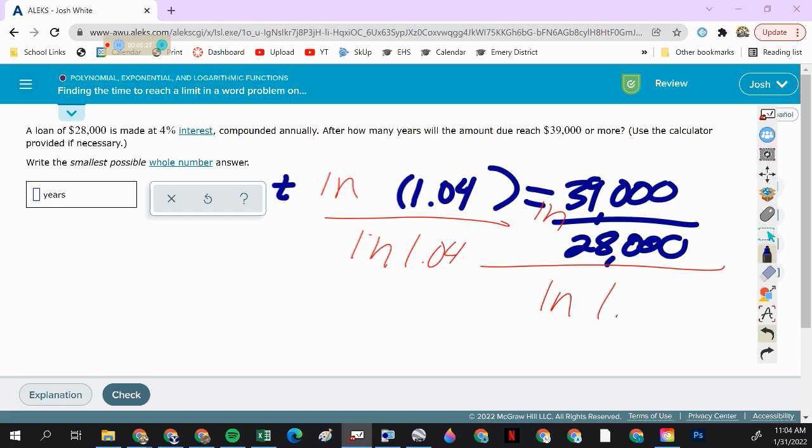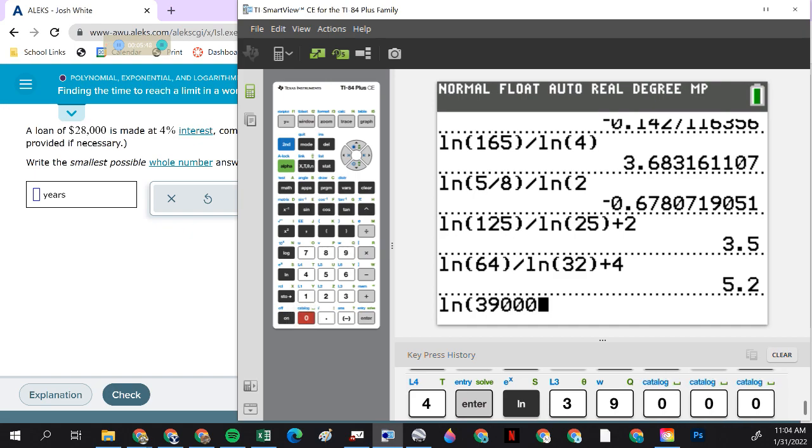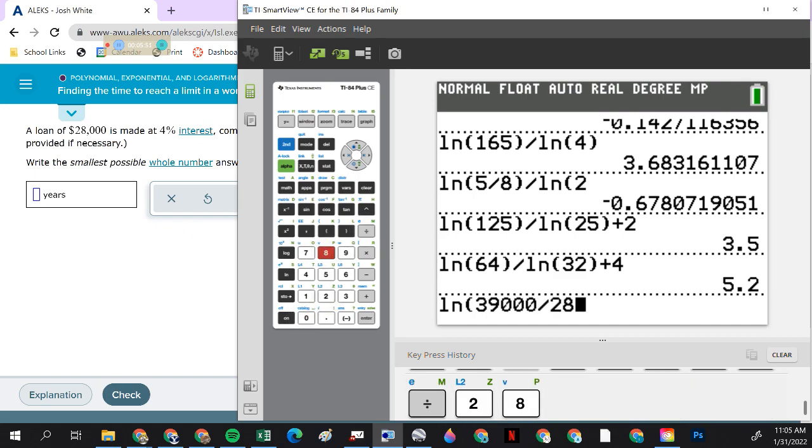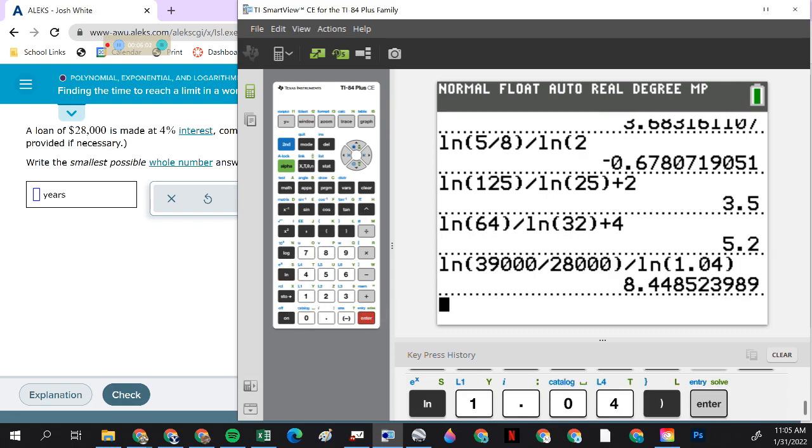And in this case, you cannot do that in your head. So these two numbers belong inside the first log, and then the second one belongs inside its own log. All right, so ln of 39,000 divided by 28,000. Close the parentheses, that's the numerator, divided by the ln of 1.04. So 8.45 years.